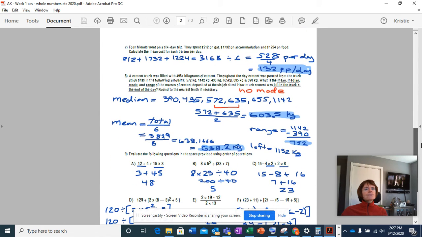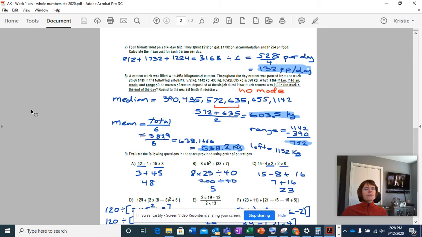Second page, 6-day road trip. Total amount of money was $31.68. Divided by 6 is $528 a day. But there's 4 people, so $132 per person per day.